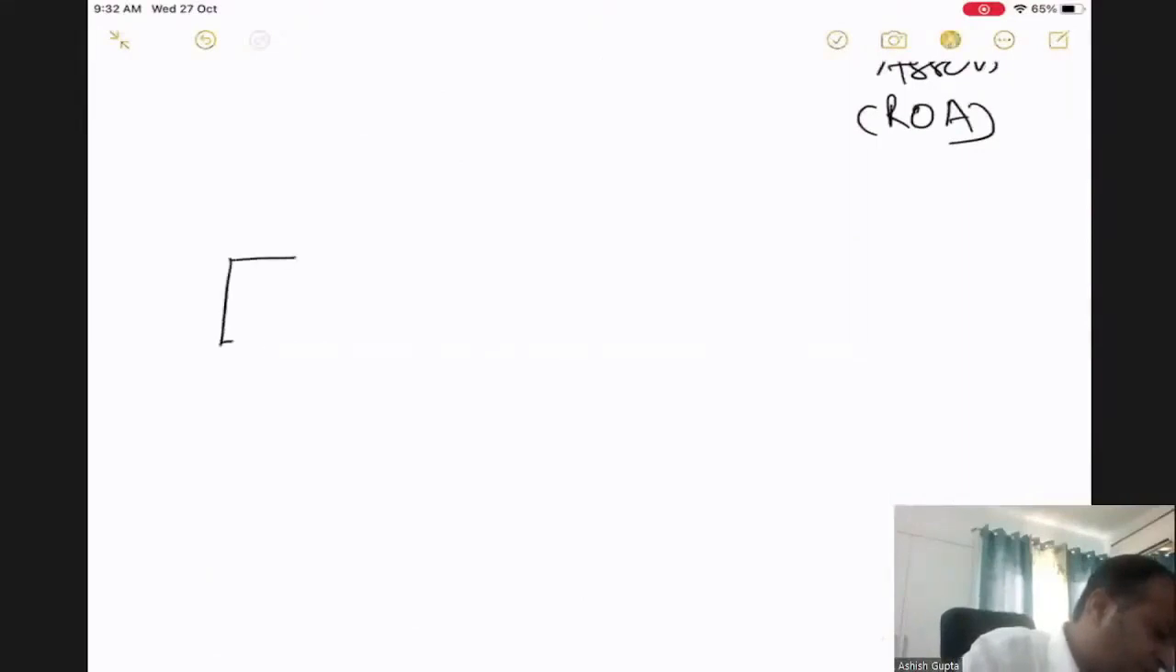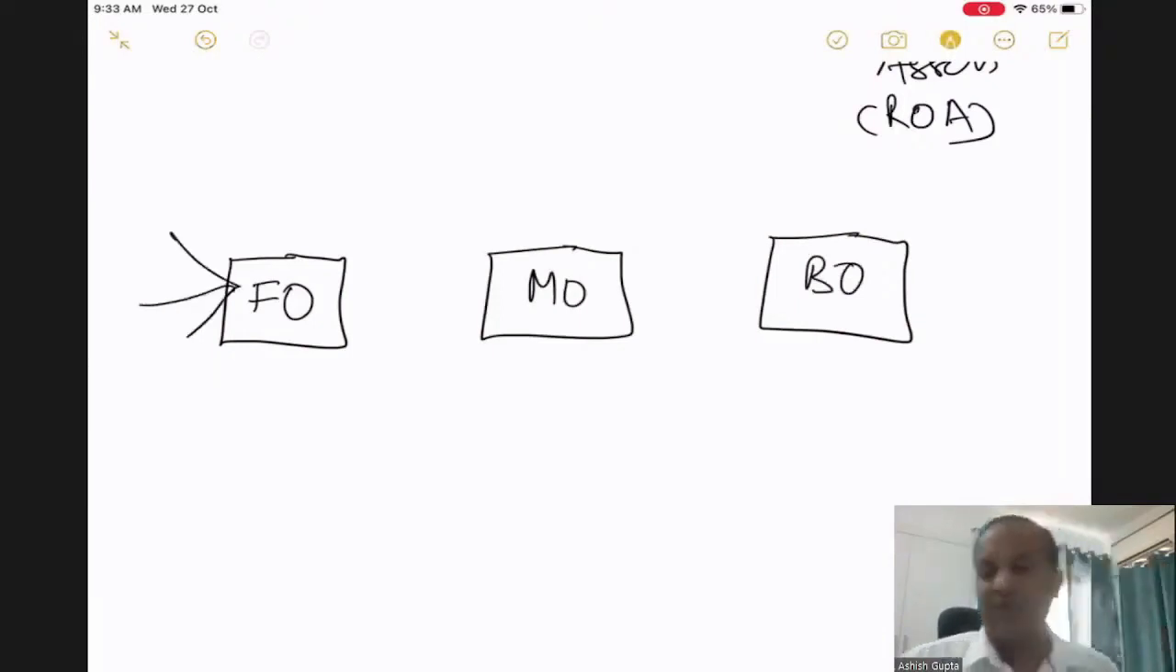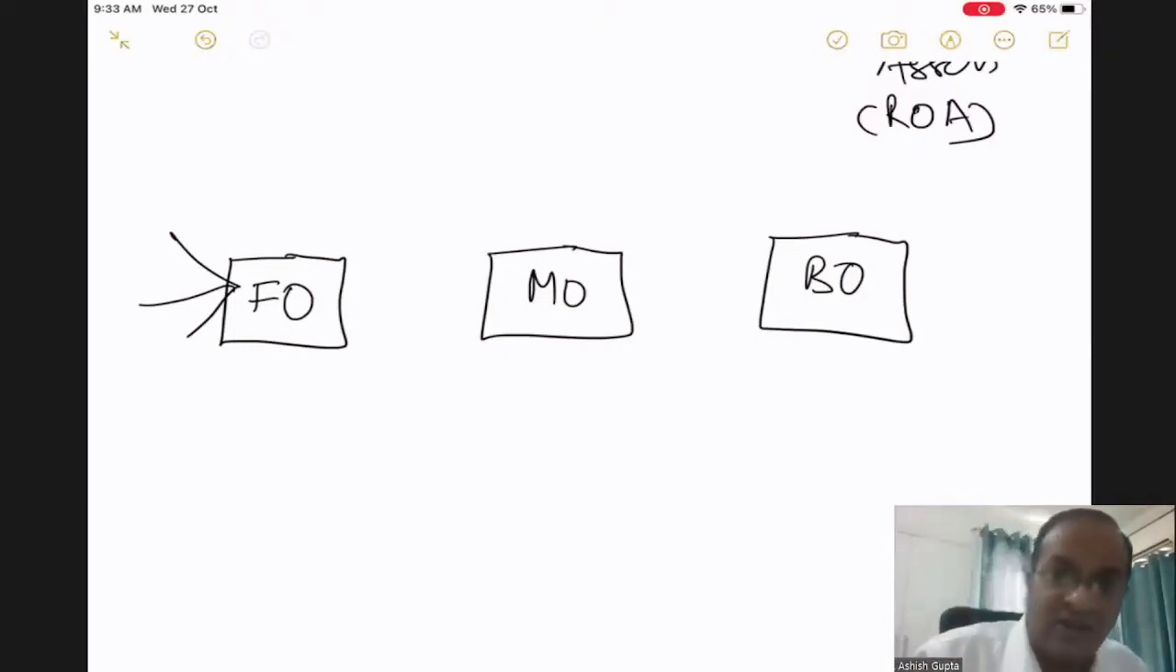Now, students, see, in a treasury department there are three portions. This is called the front office, this is called the mid office, and this is called the back office. In the front office, normally the persons are there who carry out the trading. The trading can be in currencies or derivative instruments, which we shall discuss. Ultimately, they send all their details to the mid office for settlement purposes.